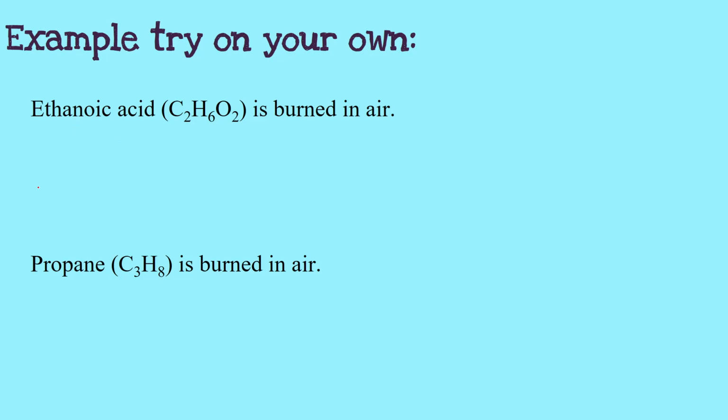Okay, so let's go ahead and jump in. C2H6O2, that's called ethanoic acid, is burned in air. So anytime burned in air, burned in oxygen, combust, these are all different ways that they say, we're reacting with oxygen, okay? And because it's a hydrocarbon, we're going to produce those same 2 products. Oops. My eraser takes longer than I want, but that's okay.